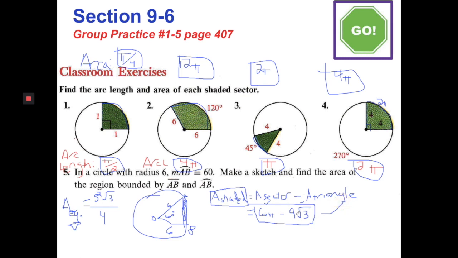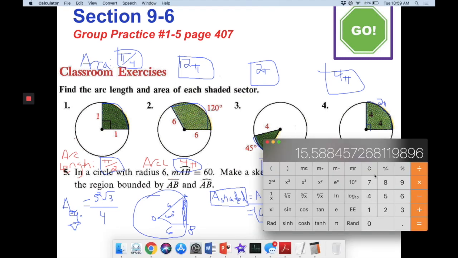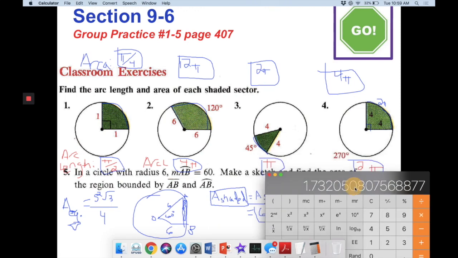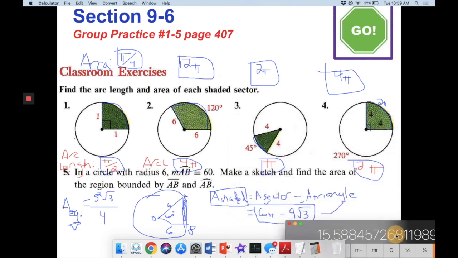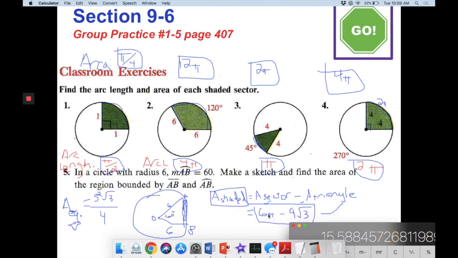I can also double check in my calculator. If you're on a test and want to make sure you did this correctly, just check to make sure your answer makes sense. So I did the square root of 3, which is about 1.73, and multiplied that by 9, and I see that 9 root 3 is about 15.6. And that makes sense because 6 pi is probably around 19 or 20 or so, because pi is 3.14.